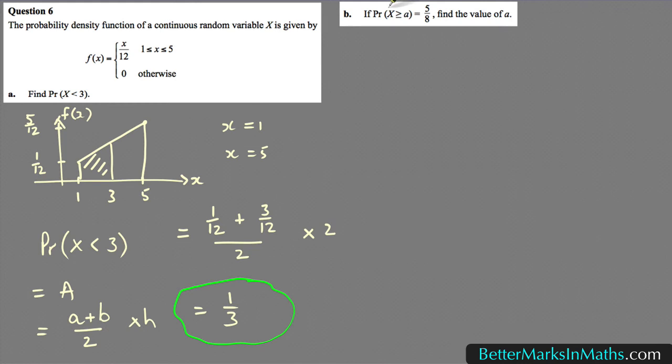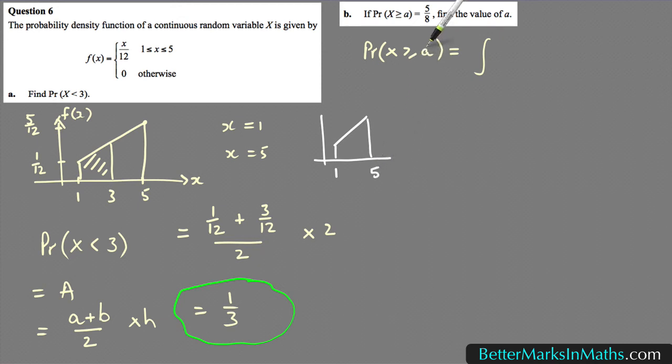In part B, if the probability that x is greater than or equal to a is equal to 5/8, find the value of a. So this time I'm going to do it by integration. So the probability that x is greater than or equal to a is equal to the integral from... I'll actually draw another little graph in here. And so there's the graph, basically the same shape. This is 1, this is 5.